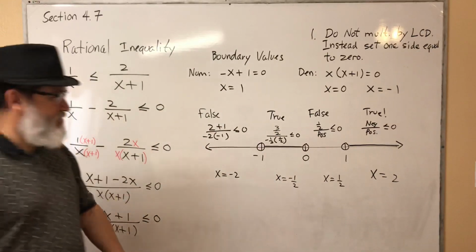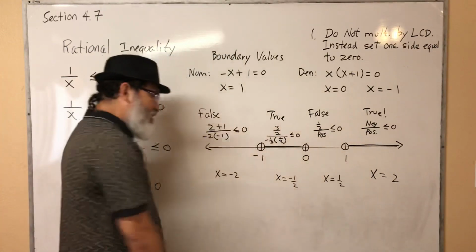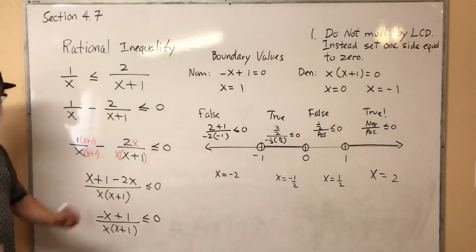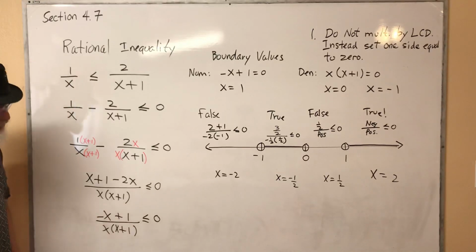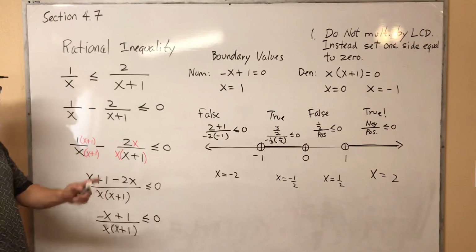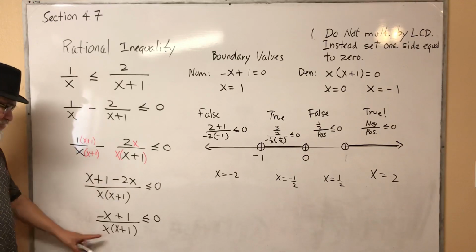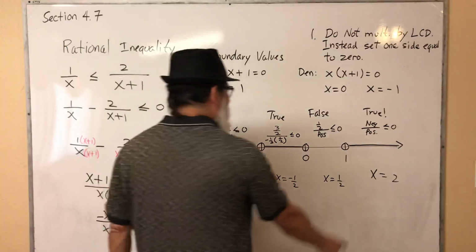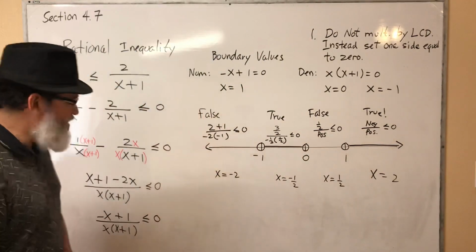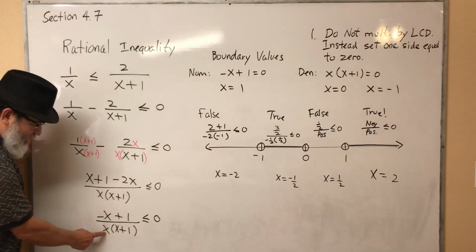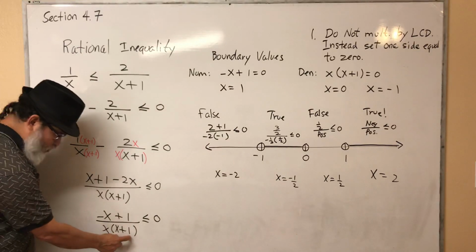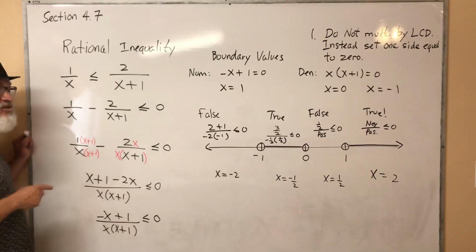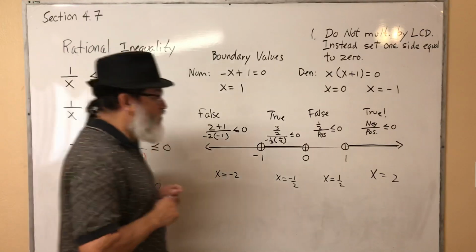How about 0? Is 0 included? Well, that makes 0 here. What is 0 times 1? 0. So therefore, 0 is also not shaded because it makes the denominator 0. Okay. How about 1? Is 1 shaded? Let me see. 1 times 2. Is that okay? Yes, it is. So 1 is shaded. Because it's equal, you can shade it.